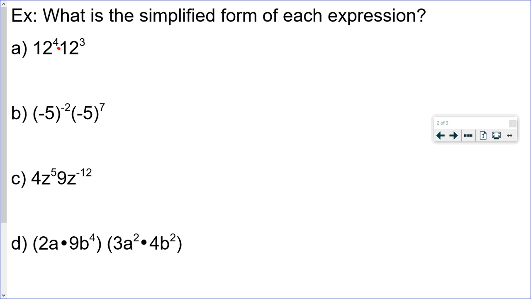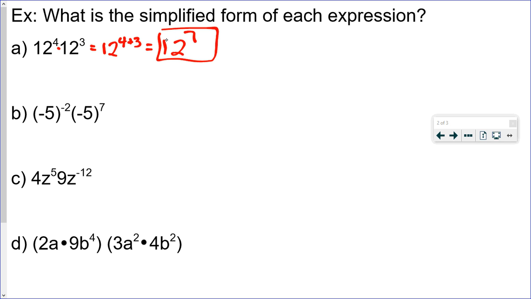12 to the fourth times 12 to the third. So I should have emphasized on the last slide that this only works if they have the same base. So the base value has to be the same. So if this wasn't a 12 here, you couldn't combine these by adding the exponents. So they have the same base, so we just simply add the exponents together. So 4 plus 3, so it simplifies to 12 to the seventh.